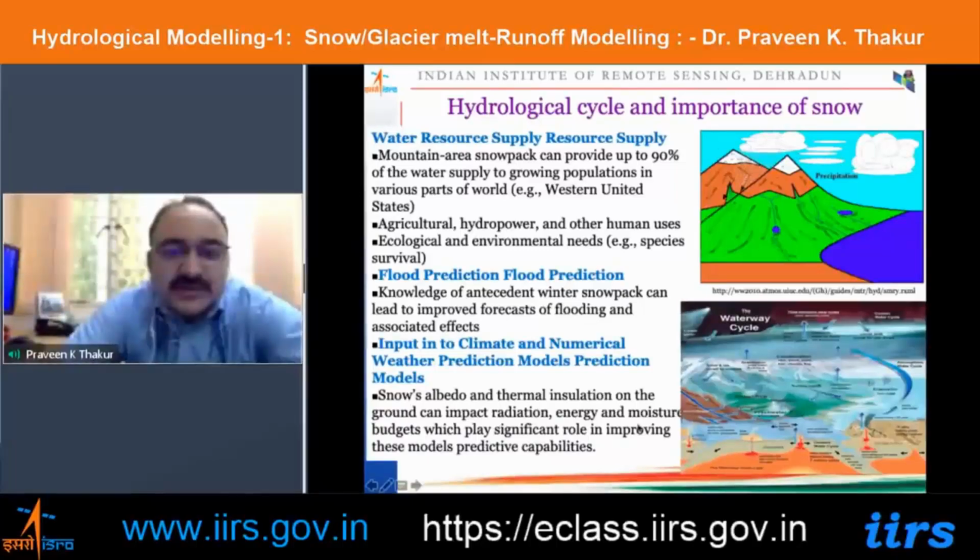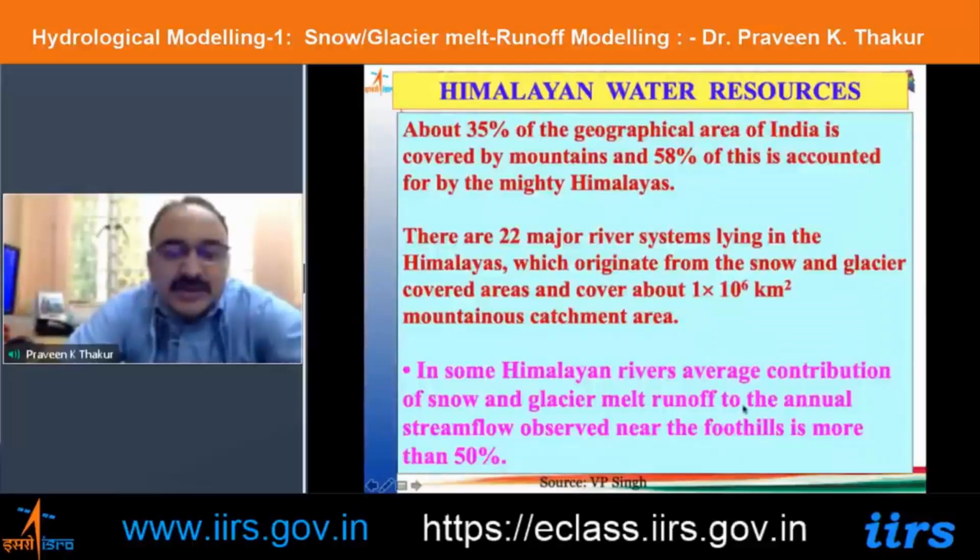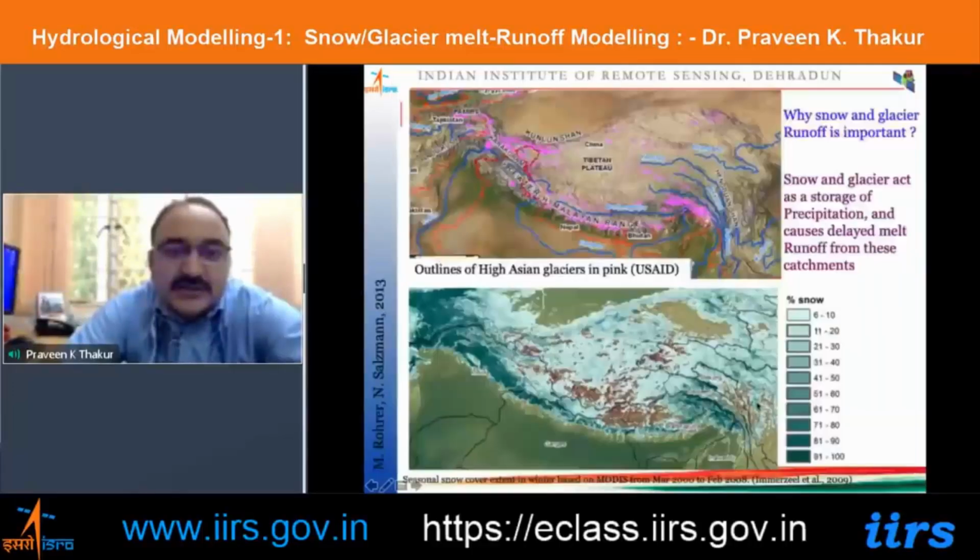In the Himalayan River Basin, 35% of the area is covered by mountains. Out of this, 58% is contributing to the Himalayan River Basin. And in some of these Himalayan river basins, the contribution of snow and glacier melt is more than 50%. You can see in this figure three big river basins, the Indus River Basin, Ganges River Basin, and the Brahmaputra River Basin, and some rivers also which are going to mainland China and Eastern Asia. They have their headwater basins which are covered with seasonal snow.